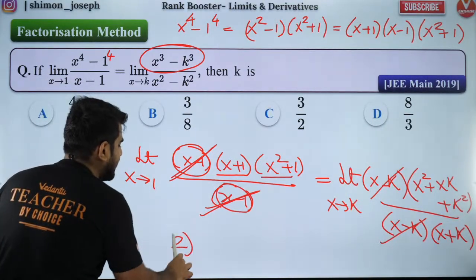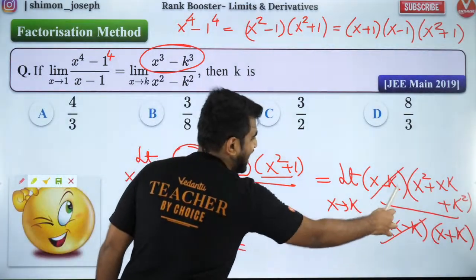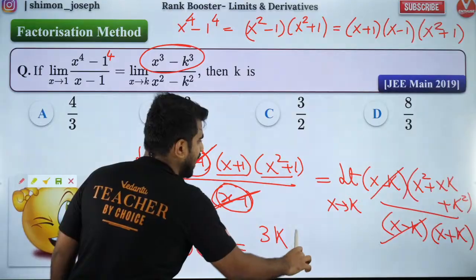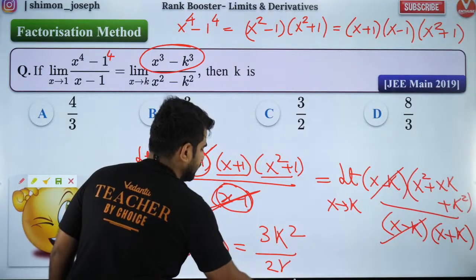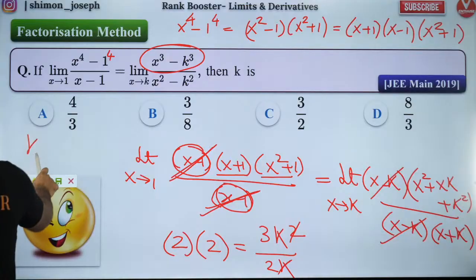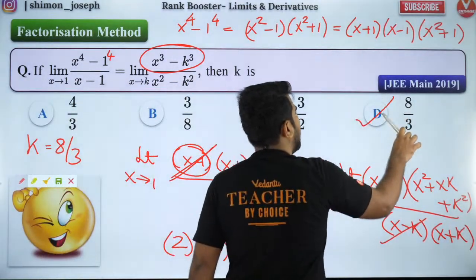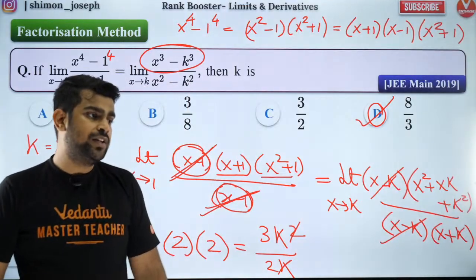What will I get? I'll get 2 into 2. So that is equal to, here I can put k directly. So I'll get 3k square divided by 2k. So that will be my answer. So what is the value of k? The value of k is equal to 8 by 3. So I think the answer should be option D. Are you all clear? Fantastic.